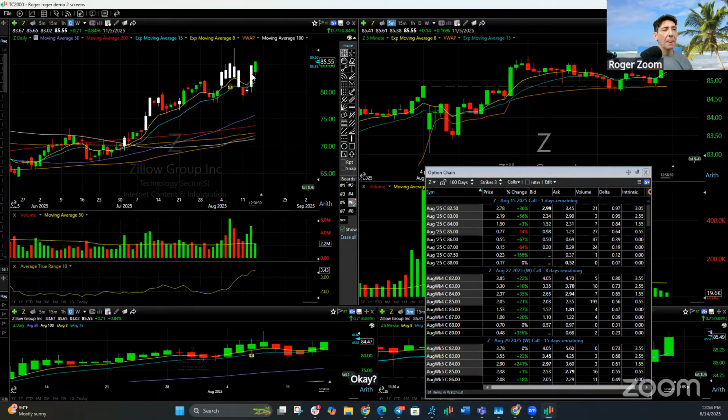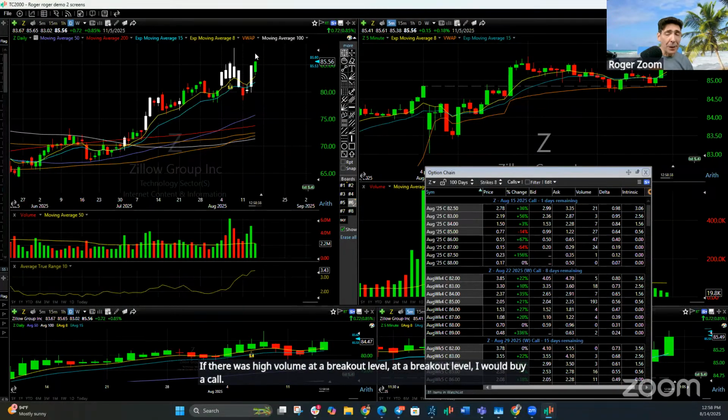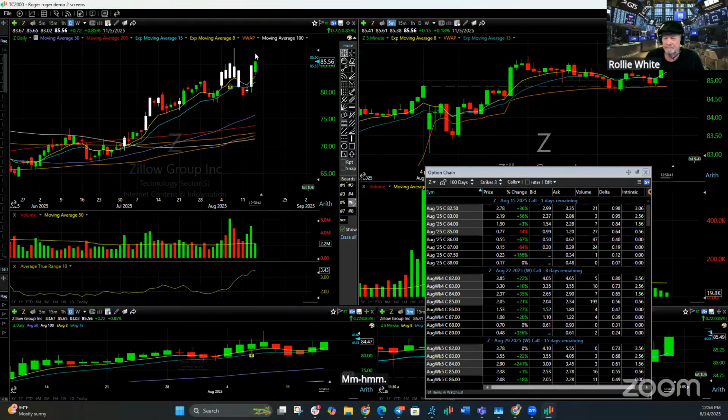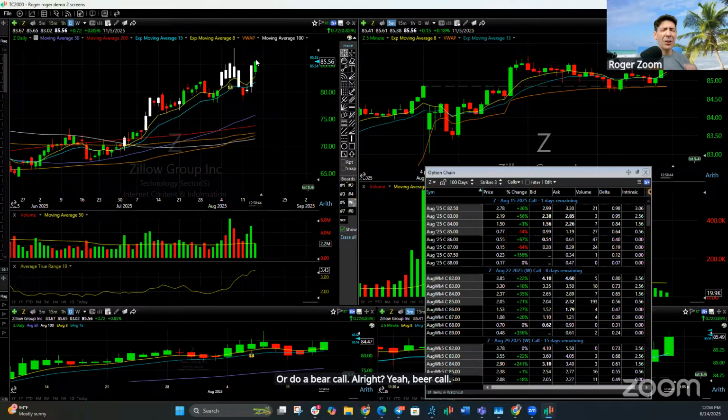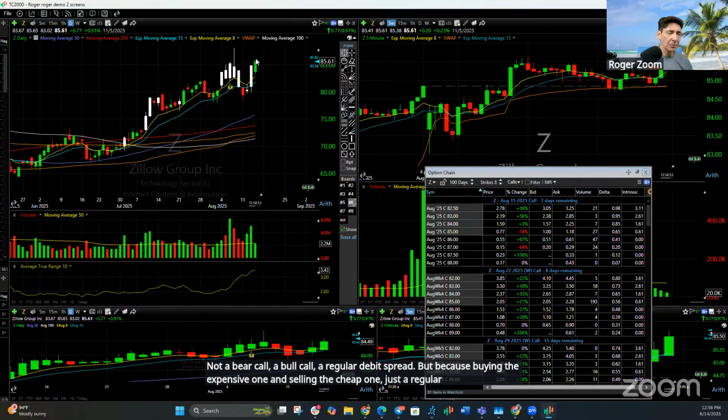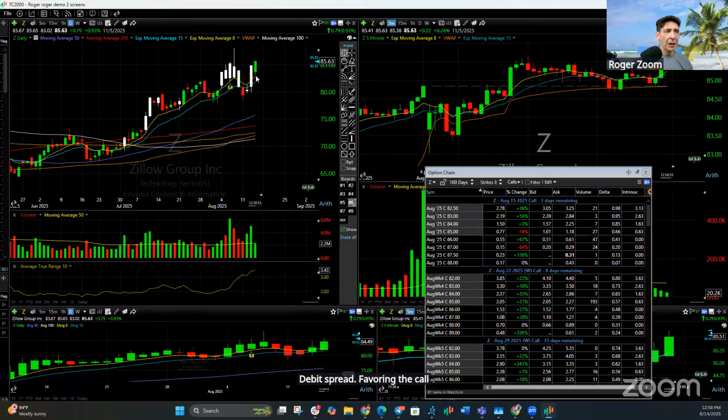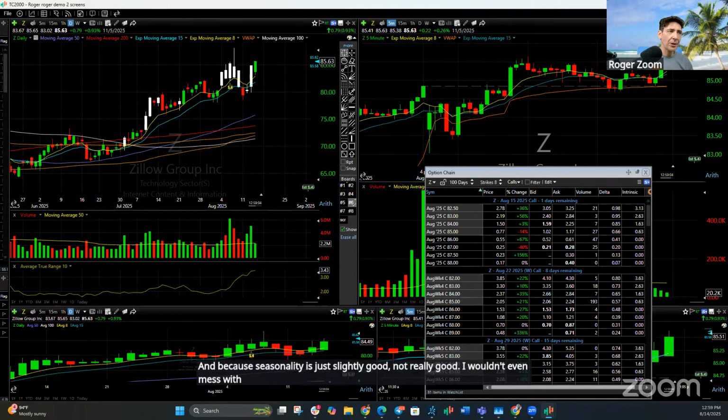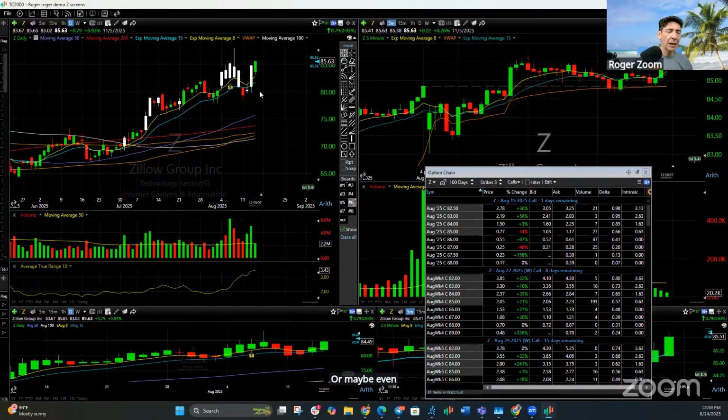Bull put spread. If this was at a breakout level, if there was high volume at a breakout level, I would buy a call or do a bear call. Not a bear call, a bull call, a regular debit spread, buying the expensive one and selling the cheap one, favoring the call side. But because it's still drifting, and because seasonality is just slightly good, not really good, I wouldn't even mess with it. I would go right here to the 15-day, or maybe even lower, and I would do a bull put.